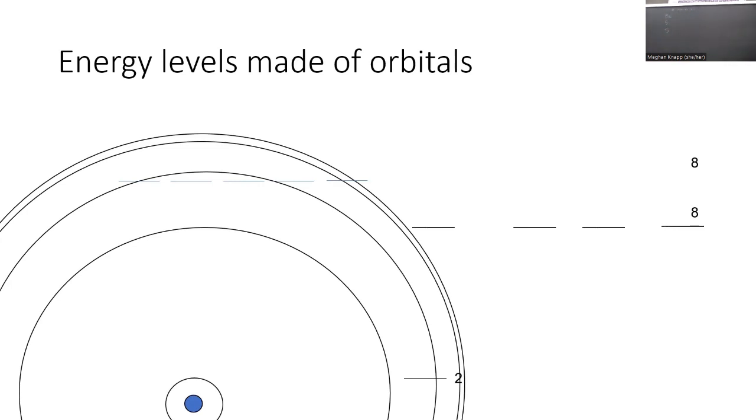The second energy level is made of 4 orbitals. And so we have 4 lines. Each of those lines can hold 2 electrons. So 4 times 2 is 8.